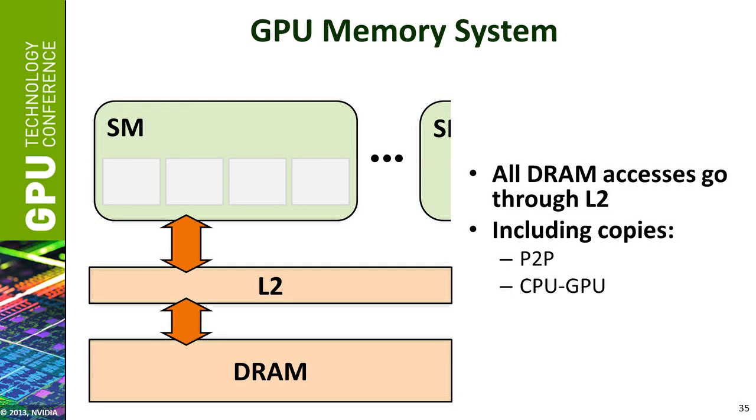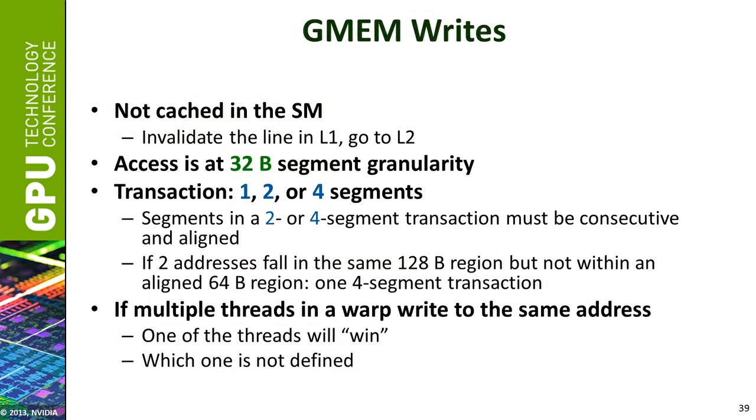Is there a performance difference between a 1, 2, or 4 segment transaction? So assuming that you use all the bytes that travel, so you have an address pattern that fully uses each of those segments, it's actually preferable to have 4 segment transactions because that reduces the control information that you have to send to the hardware. So larger transactions are always preferable, assuming you use all the bytes.